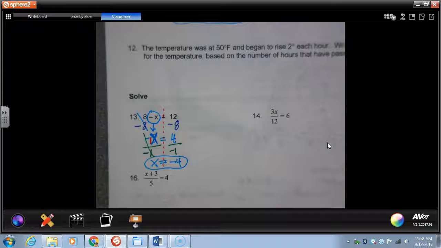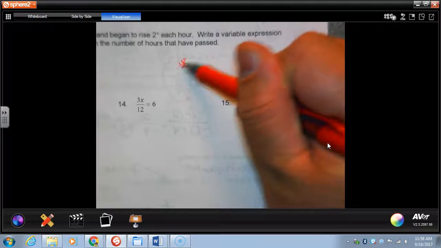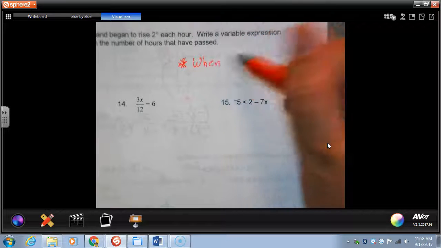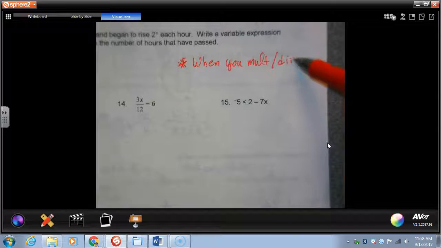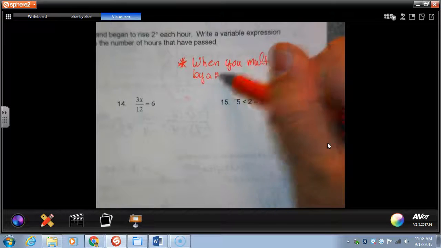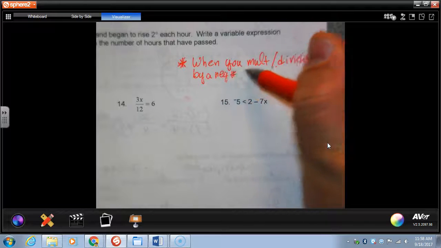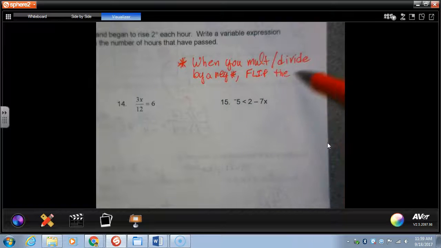What about 15? Now, this is an inequality. What do we have to watch for when we're doing inequalities? When you multiply or divide by a negative number, flip the sign. Okay, number 15.